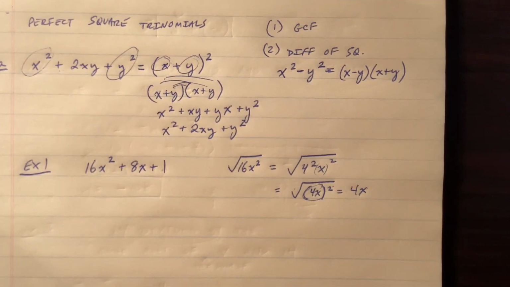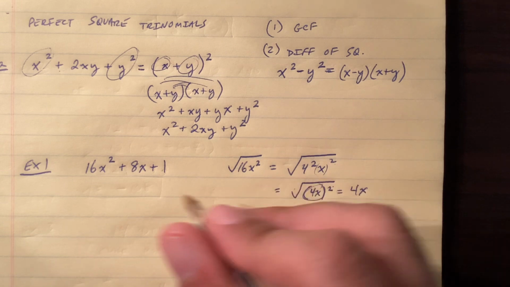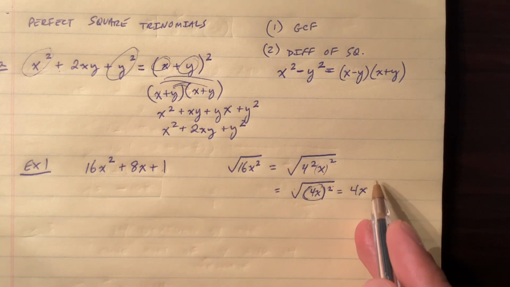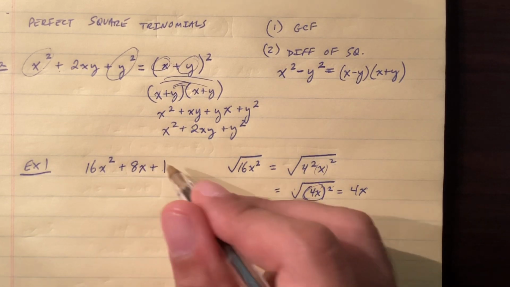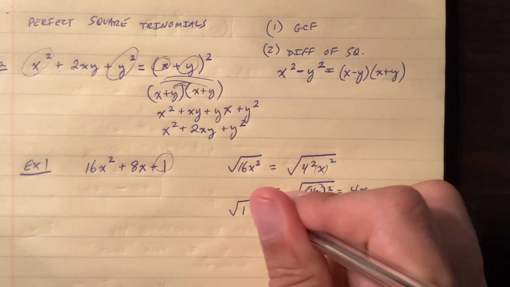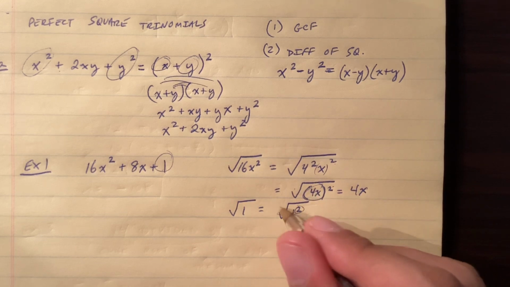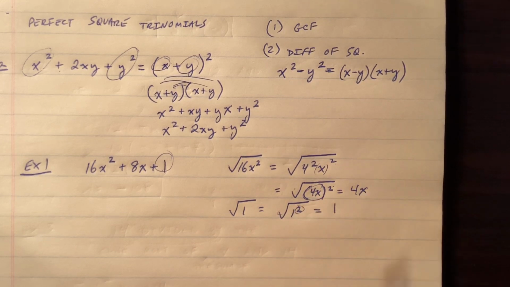All right, so we do get a nice whole number with a nice variable with a whole exponent. Let's take the square root of the last term. Well, this is equal to 1 squared. The exponent matches the index. This works out as well.